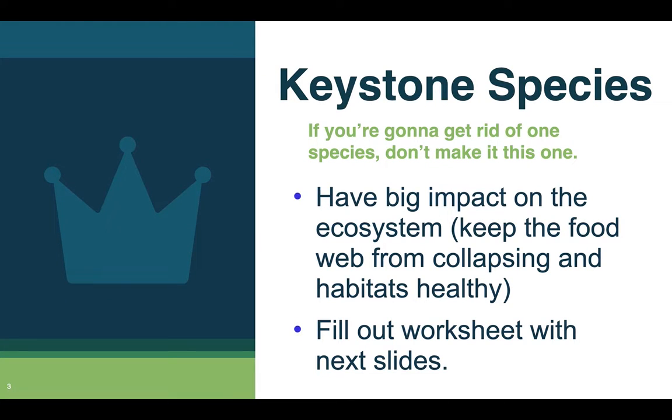And a keystone species is a species that is really, really essential to the ecosystem. Basically, if you're going to get rid of one species, don't make it a keystone species. If you get rid of this plant, animal, fungi, whatever it is, it will basically destroy the food web. The habitat could even change. So we're going to go through these slides, and like I said, you should have your worksheet out, so find that keystone species one.